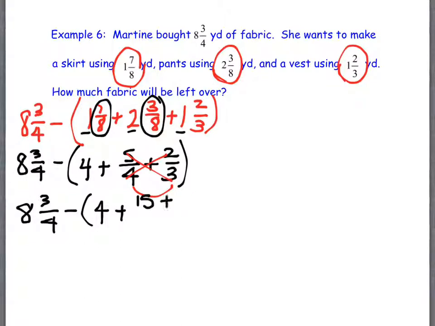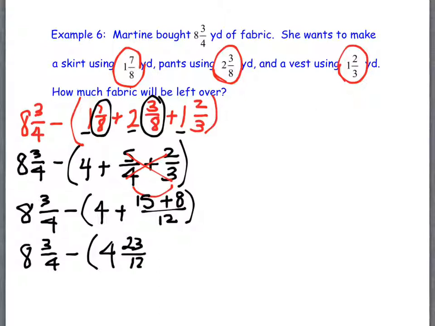I'll start 15 and then where? 8 over bigger. 12. Yeah, 12. Okay, so I have 8 3/4 minus 4 and what? What's 15 plus 8? 23 twelfths. 23 twelfths looks a little weird because it's an improper fraction in the middle of doing all the mixed number stuff, right? It looks a little weird. So let's go ahead and change that too.